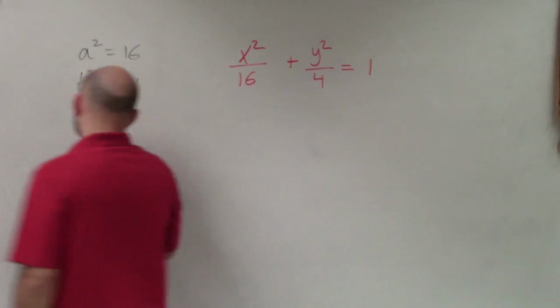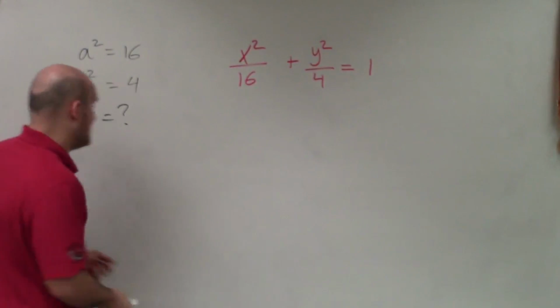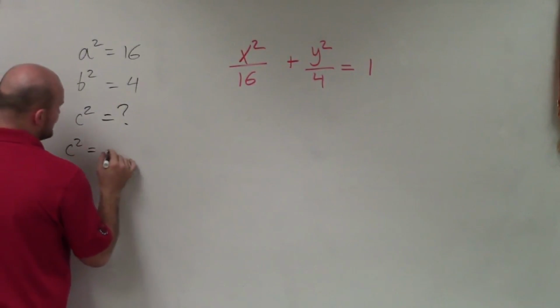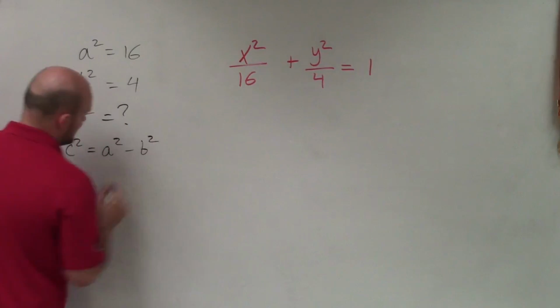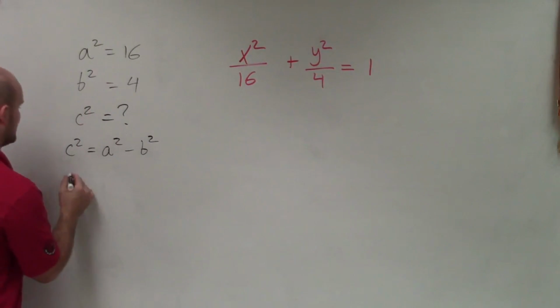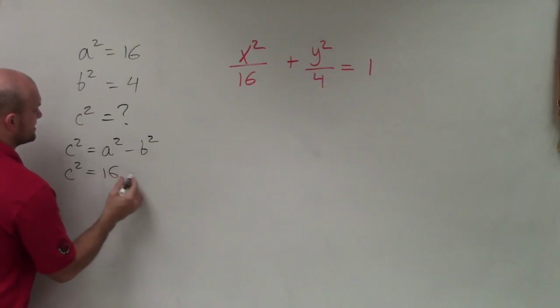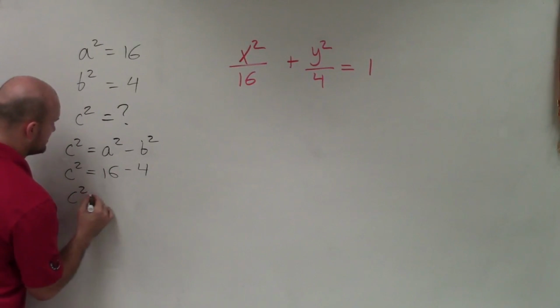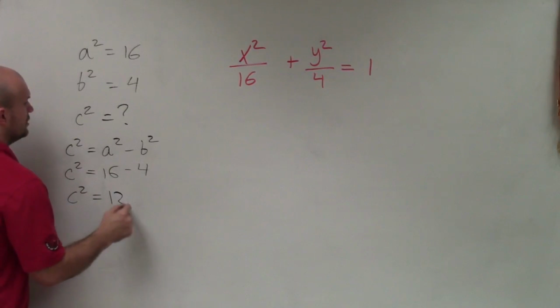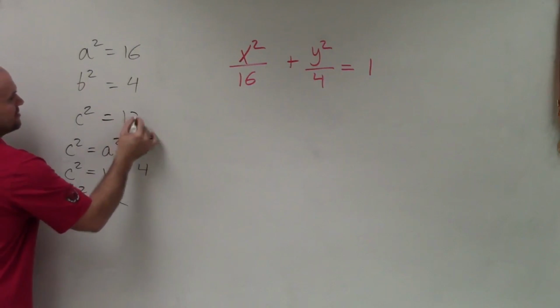Now to find c squared, we have a formula that we have to apply. C squared is equal to a squared minus b squared. All right, so now I go and plug that in. So I have c squared equals 16 minus 4. C squared is going to equal 12. So now I can just write that in there.